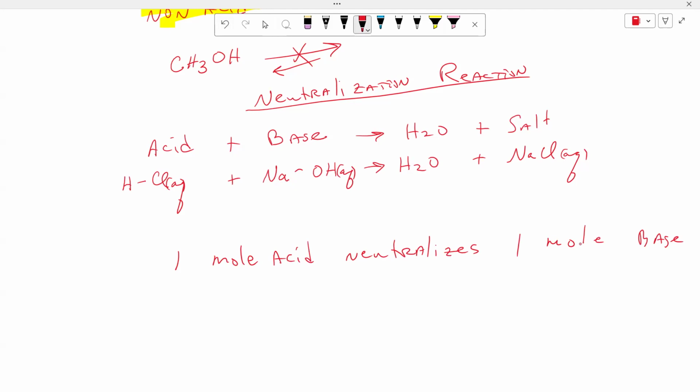Now, why I specified Chem A is we're only going to be using monoprotic acids. Remember, there are diprotic acids like sulfuric acid that have 2 protons. In that case, 1 mole of diprotic acid neutralizes 2 moles of base. So the calculations are slightly different. But as far as we're concerned, 1 mole of acid, 1 mole of base, boom, neutralizes each other.